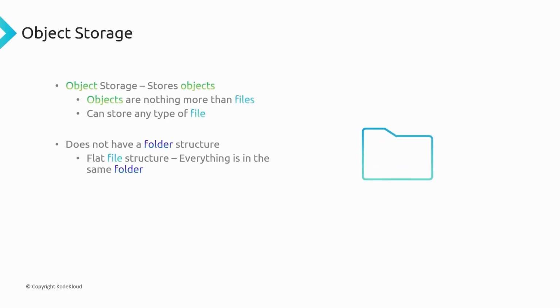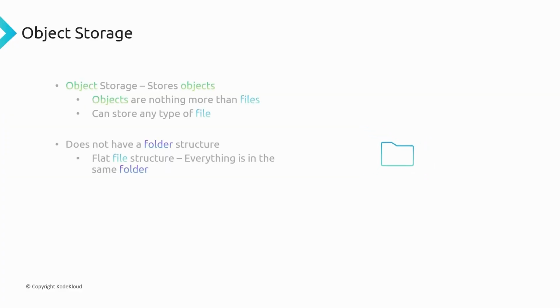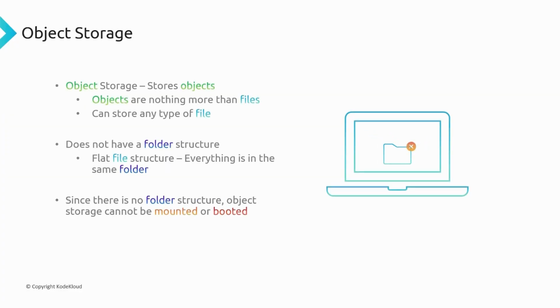Now, what's important to understand with object storage is that there's no folder structure when you're using object storage or S3 specifically, right? We want to focus on AWS's object storage service, which is S3. So there's no folder structure. You have a flat file structure. Everything is essentially in the same folder. And because of that, object storage cannot be used to mount or boot. You can only use it to store and retrieve files.